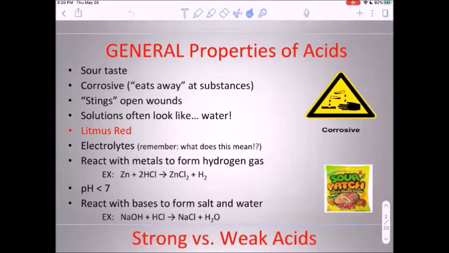General properties of our acids: they have a sour taste to them, so think of your Sour Patch Kids candy. They are corrosive, meaning that they eat away at substances. They sting open wounds. They look like water usually. You have a solution that's acidic and it does look like water, as many of our chemicals do. They'll turn your litmus paper red. They are electrolytes in solution, and remember, this means that they can conduct an electrical current. They tend to react with metals to form hydrogen gas. Their pH is less than 7, and they'll react with bases to form some salt and water.